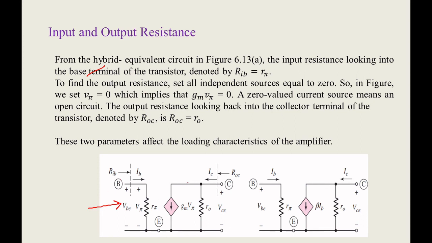Similarly, when you want to find the output resistance, you short circuit the input source. Then your V pi will become 0. So gm V pi also is going to be 0. If it is 0, your output resistance will be only R0. So I short circuit the input element. Your VB, that is equal to V pi, so V pi is equal to 0. So gm V pi will be 0, and your output resistance will be R0.